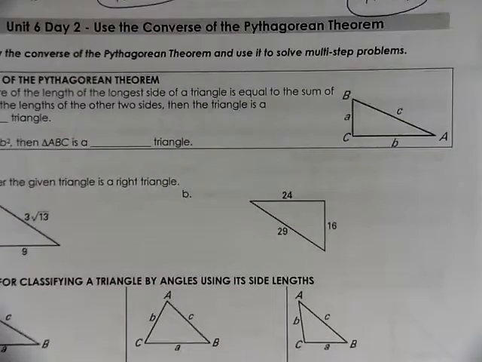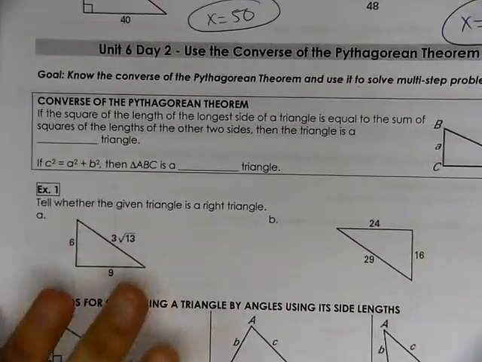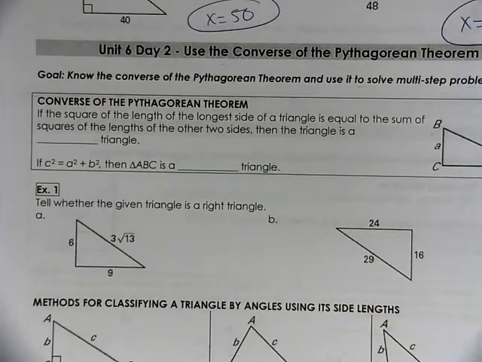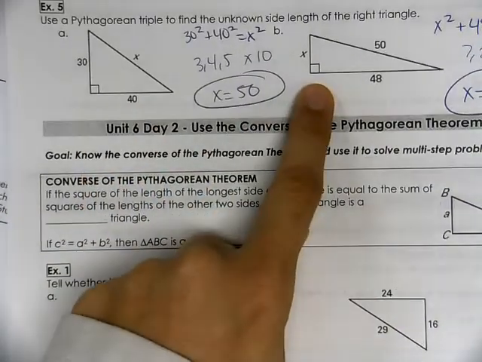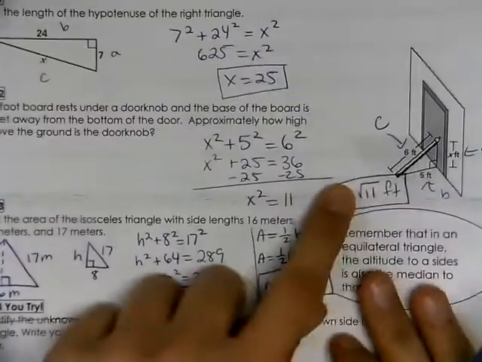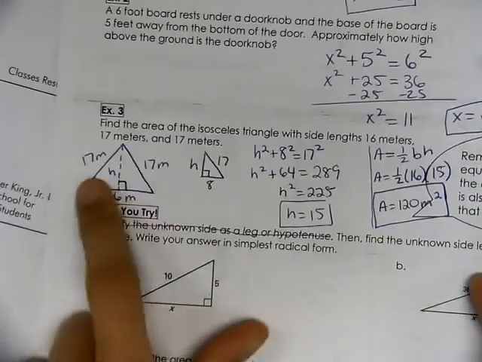So, today we're looking at the converse of the Pythagorean Theorem. Yesterday we just said, okay, it had to start off if it's a right triangle. And everything that we did yesterday, do you see how there was a right angle in every picture? There was a right angle, or I somehow told you.